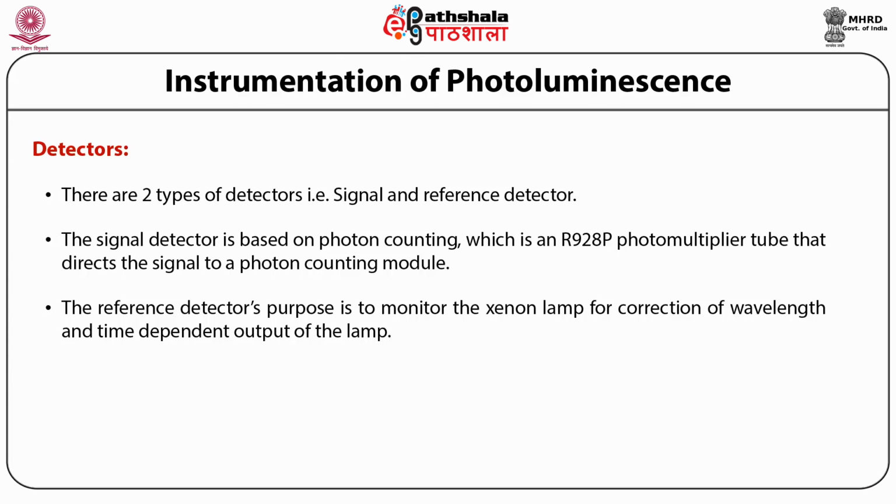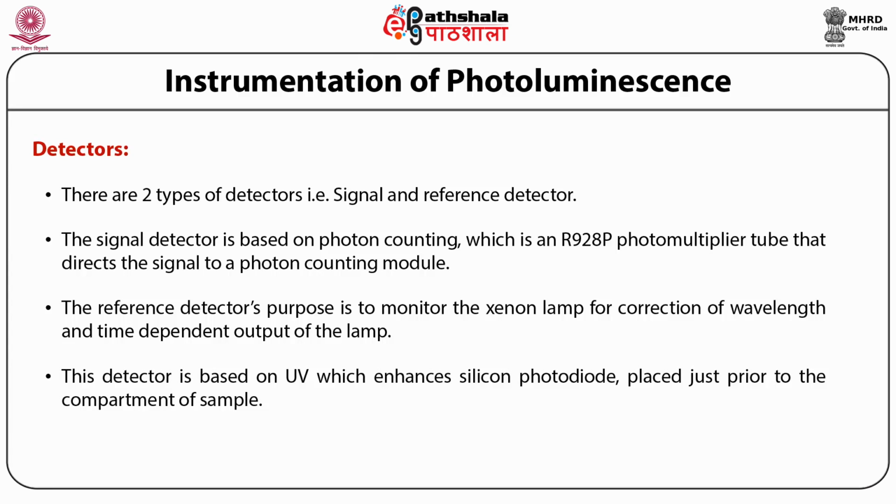The reference detector's purpose is to monitor the xenon lamp for correction of wavelength and time-dependent output of the lamp. This detector is based on a UV-enhanced silicon photodiode, which is placed just prior to the sample compartment.